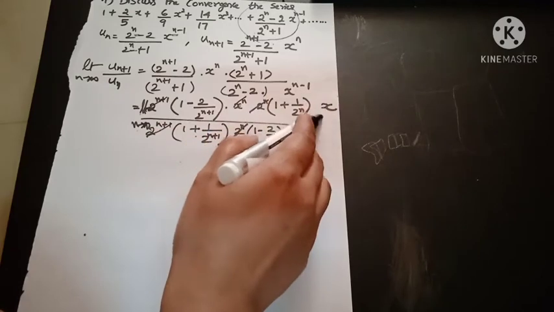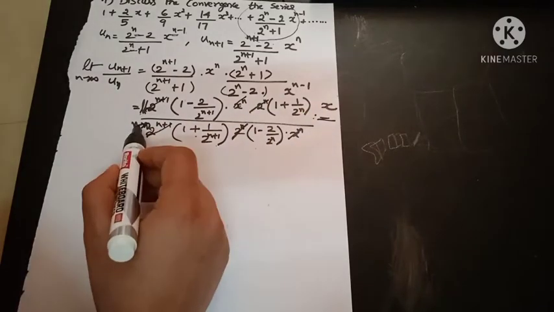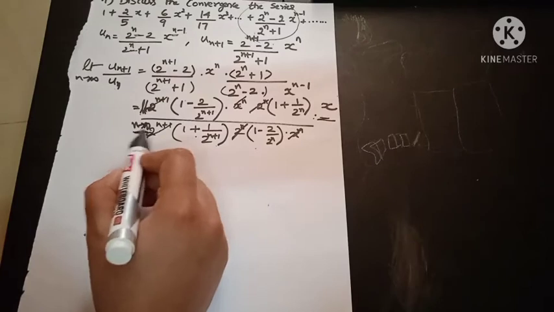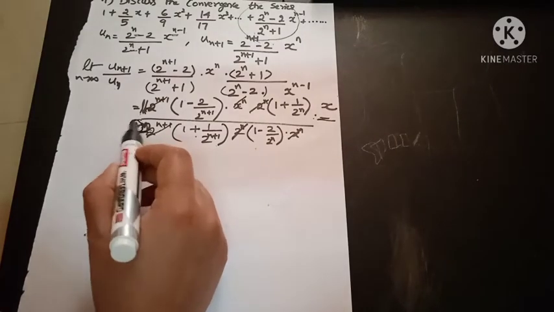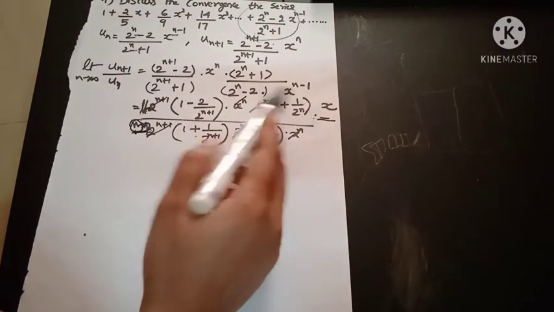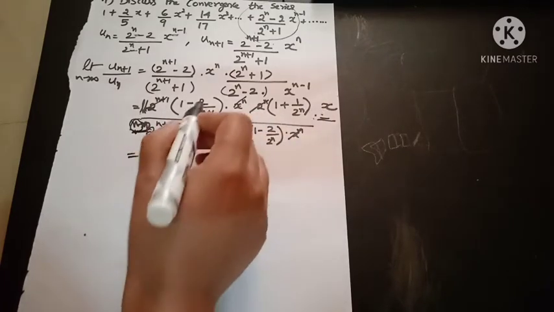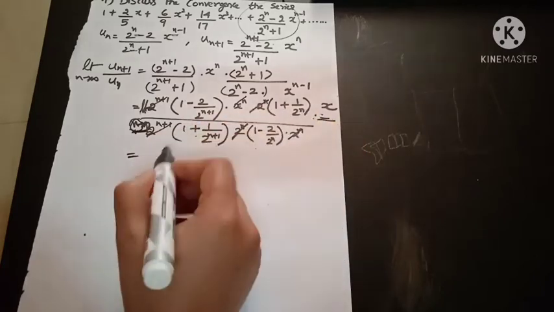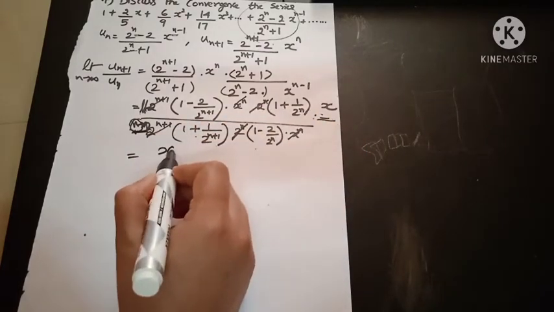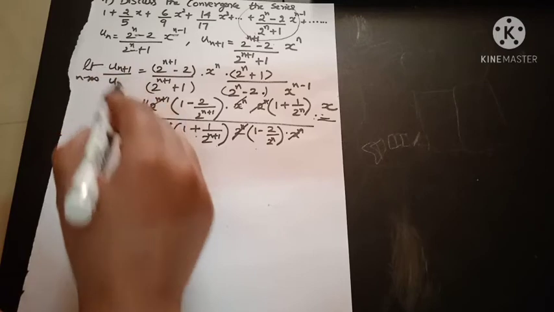1 into x has nothing to do with the limit because the limit is n tends to infinity. Wherever n is there, that will go to infinity. So this is an independent term, it remains as it is. 1 into x is x. So the limit value is x. Limit of this one is x.